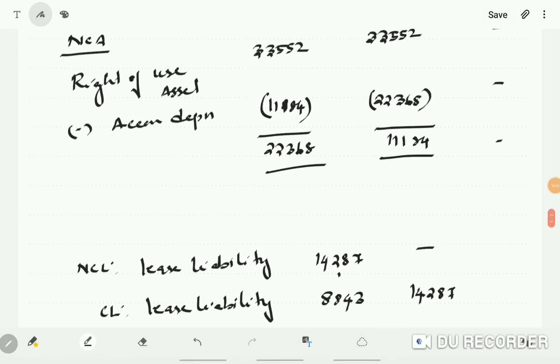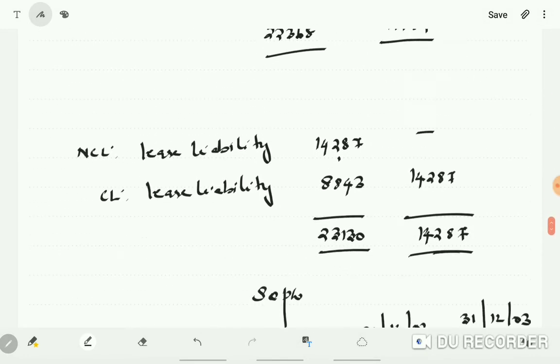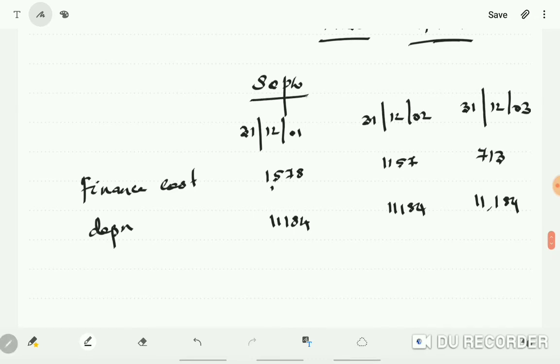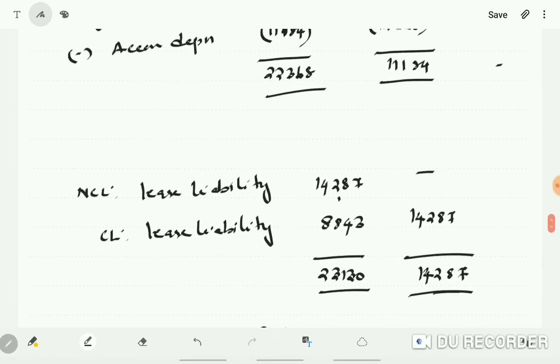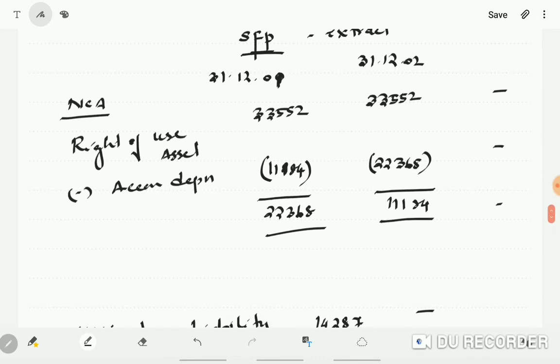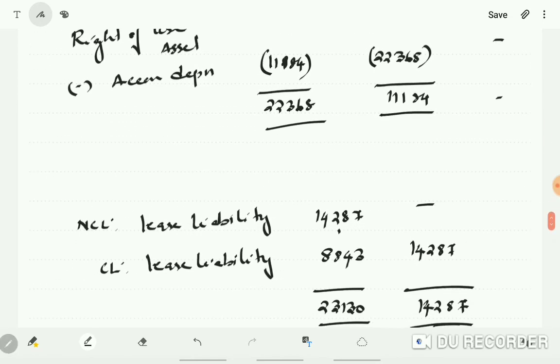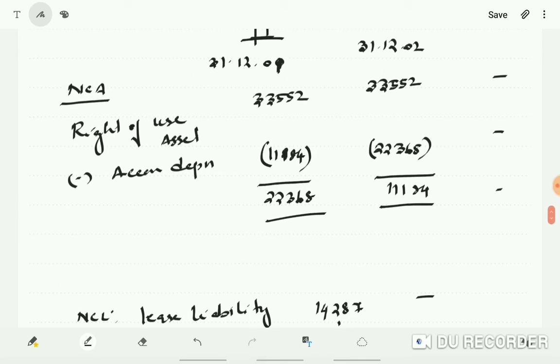That is the subsequent treatment in the books of the lessee. Every year the SOPL will have finance cost and depreciation, and the SFP will show the lease asset and the lease liability. The lease liability will get reduced by the amount of payment made by the lessee every year, and the asset will be depreciated and the balance shown. Okay, we'll do the next sum.